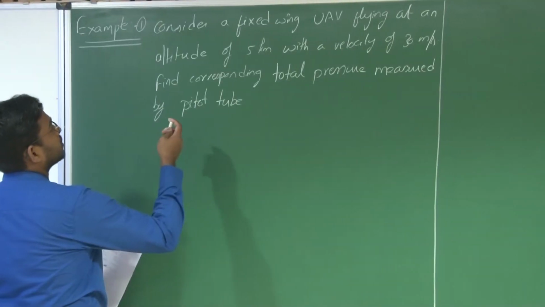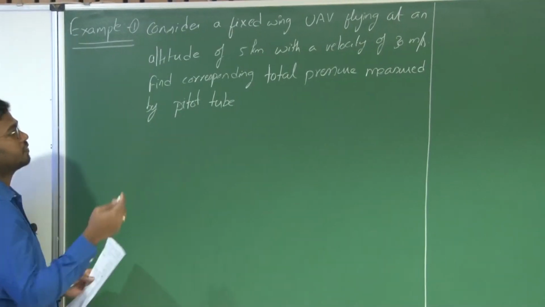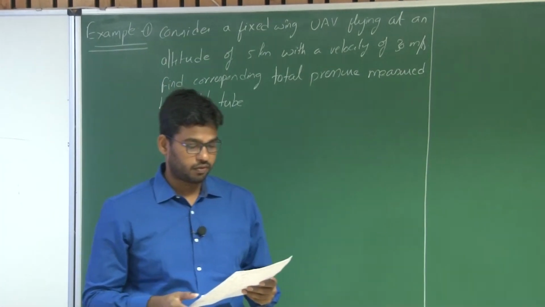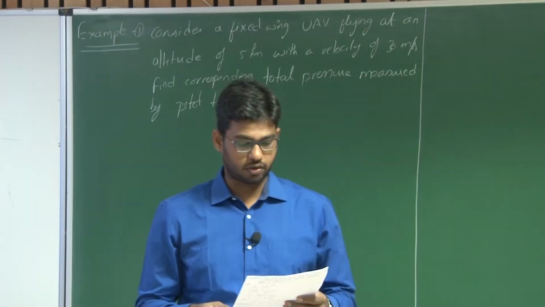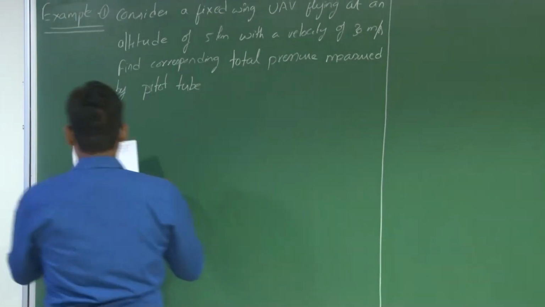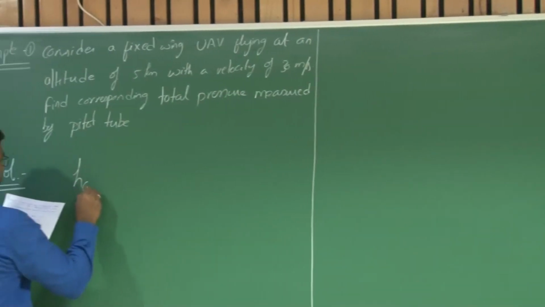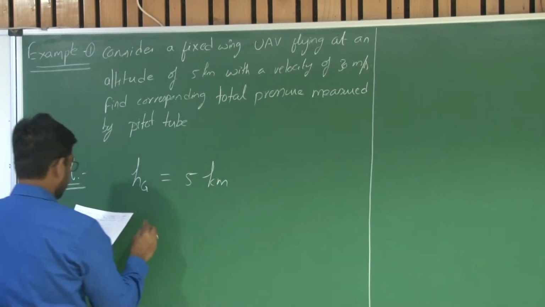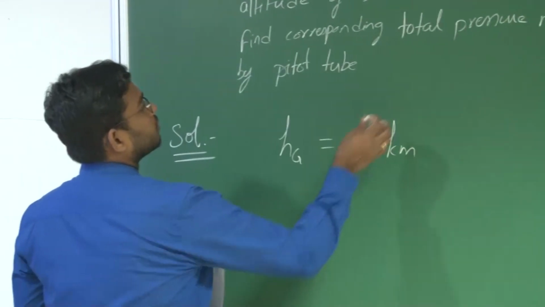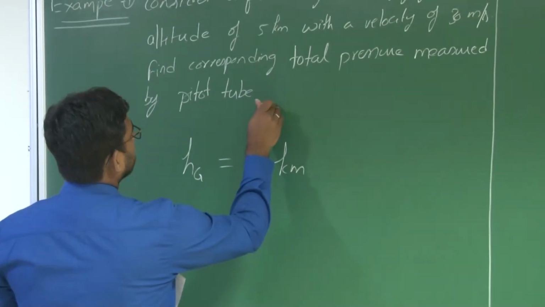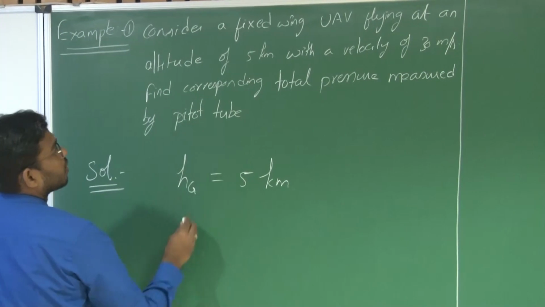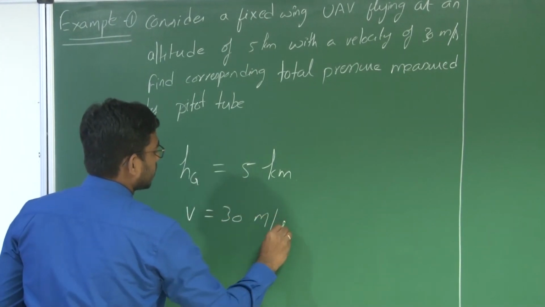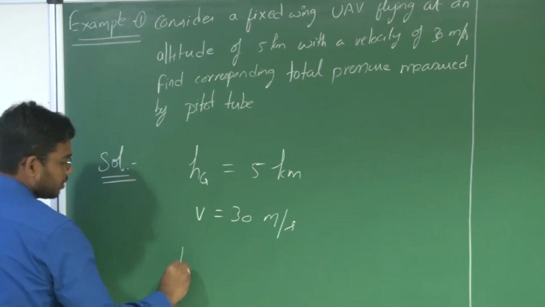First example: consider a fixed wing UAV flying at an altitude of 5 kilometers with a velocity of 30 meters per second. Find the corresponding total pressure measured by the pitot tube. The information given is that the geometric altitude is 5 kilometers. So first we need to find the total pressure measured by the pitot tube. We have the velocity of the flight vehicle as 30 meters per second. So how to find the total pressure?